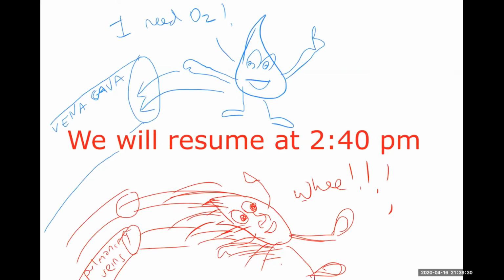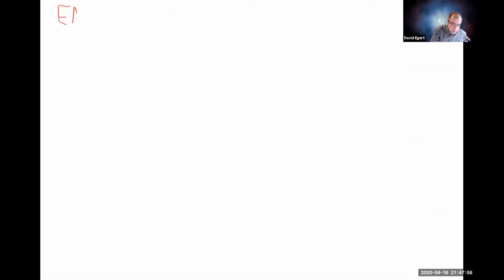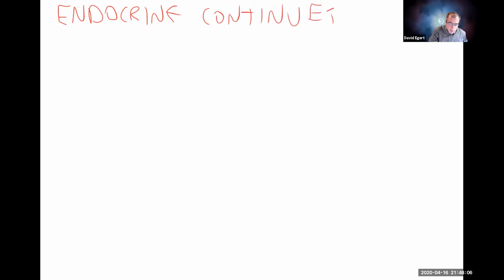All righty. Endocrine continued. We did the pituitary, which is the big daddy rabbit of all the glands. We've made it through that. Now we did the thyroid and parathyroid. We just have a few more glands to cover here. So let's do the pancreas.